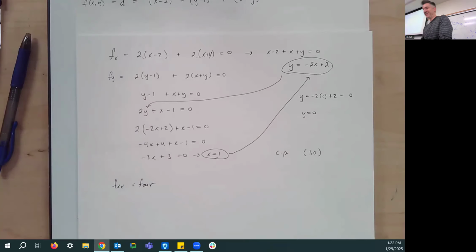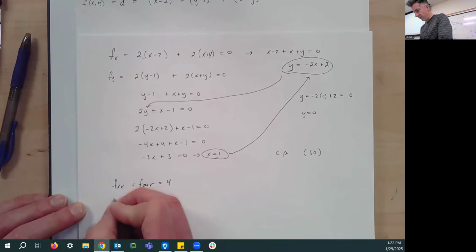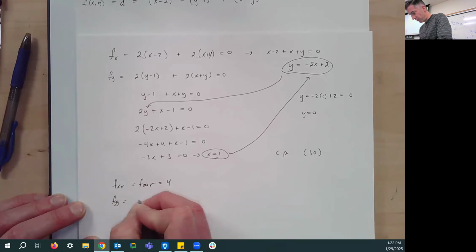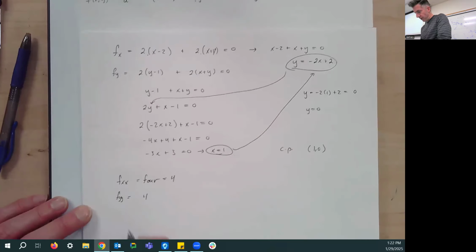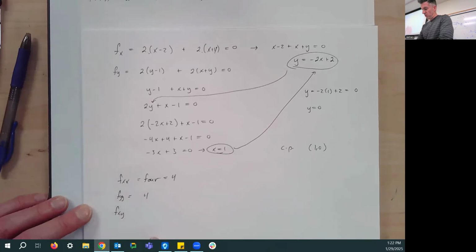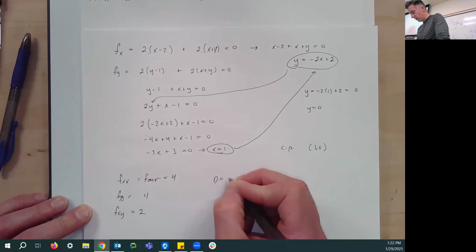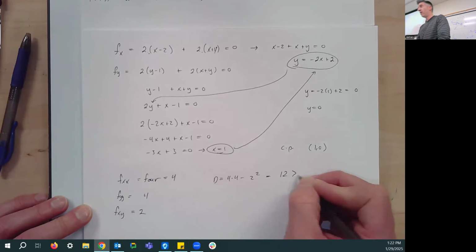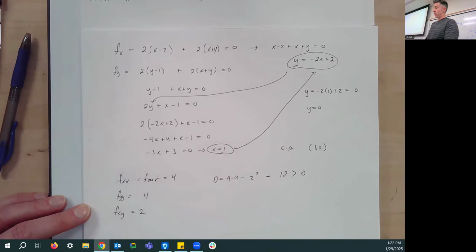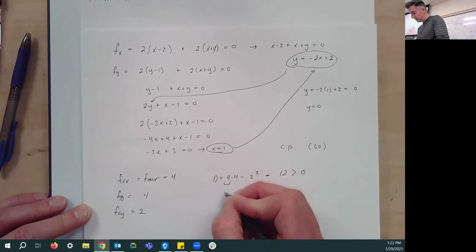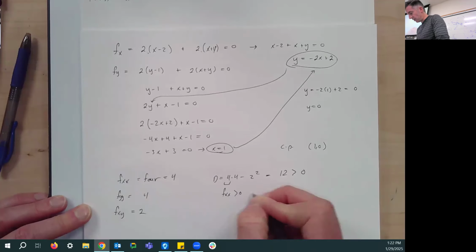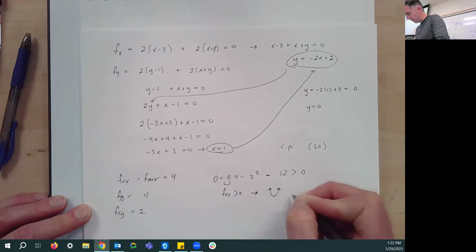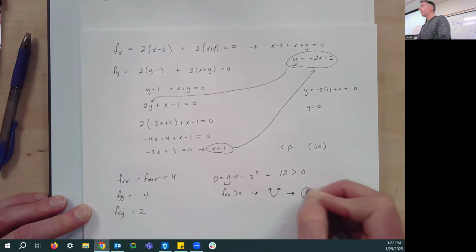fxx is 4. Sorry, fyy is also going to be 4. And then fxy is going to be 2, I believe. So then calculating D, it's going to be 4 times 4 minus 2 squared, which is 16 minus 4, which is 12, which is positive. We know we have a max or a min, not a saddle. And then since fxx is positive, that means we are concave up, which means we have a minimum.